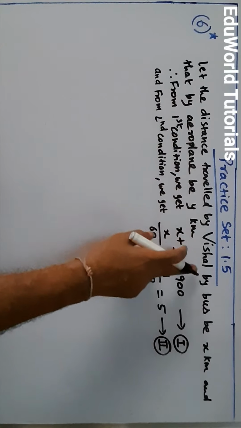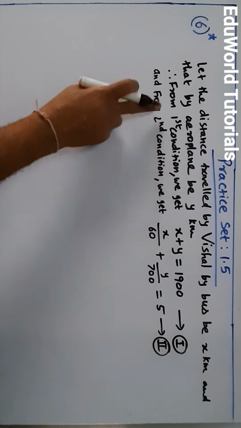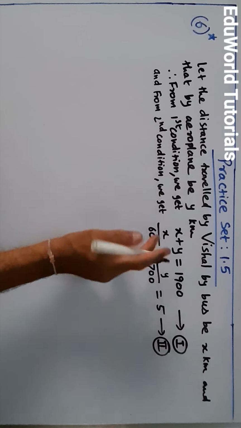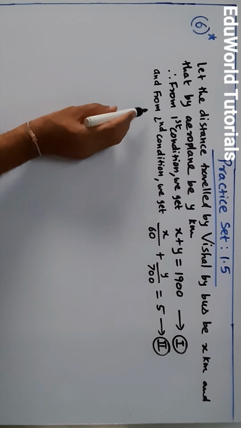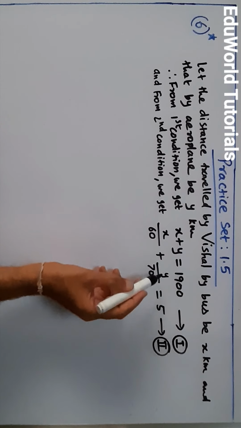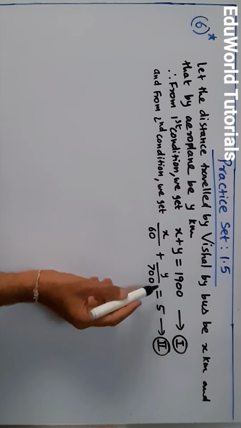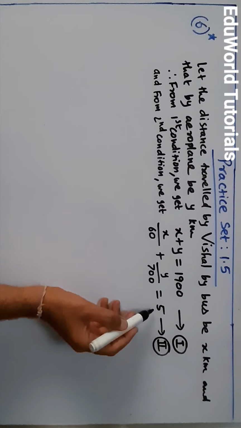Let the distance traveled by Vishal by bus be x kilometer and that by aeroplane be y kilometer. From the first condition we get the sum of the two distances is 1900 km, equation first. Second condition: distance upon speed for the bus journey plus distance upon speed for the aeroplane journey, time of bus journey plus time of aeroplane journey, is 5 hours. These are the two equations.